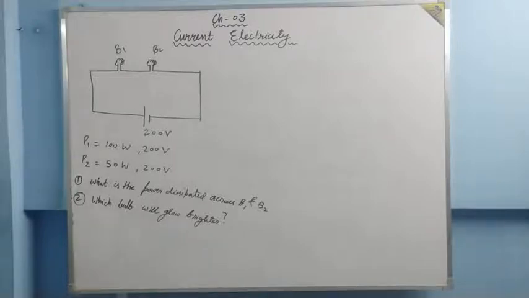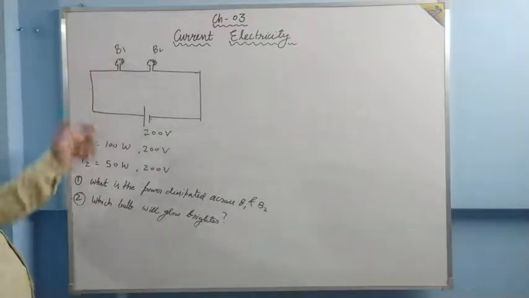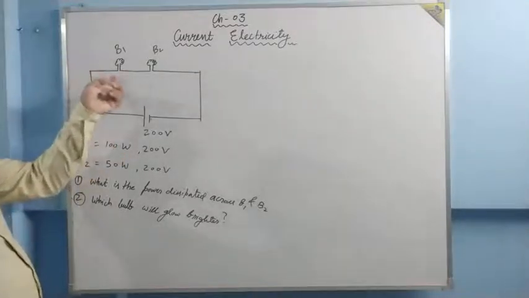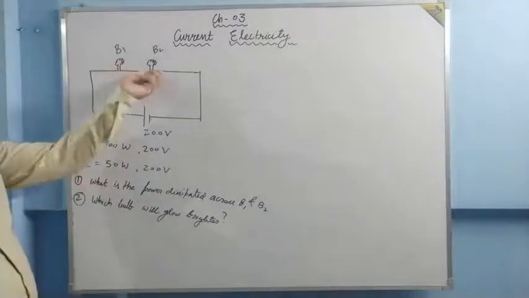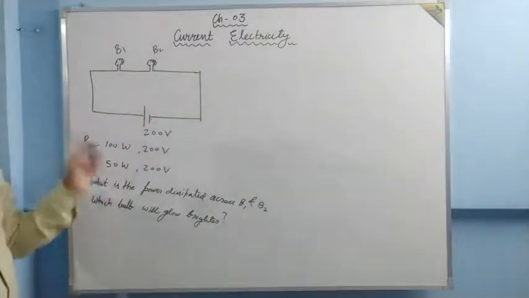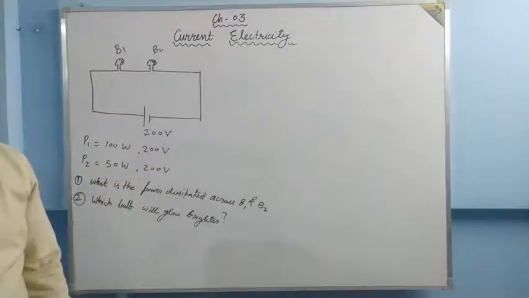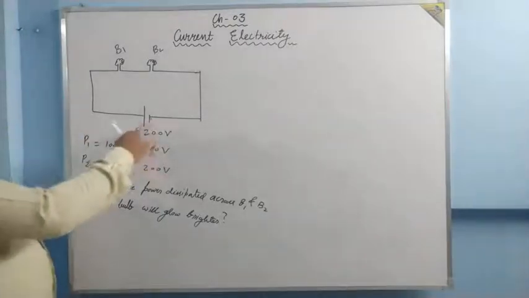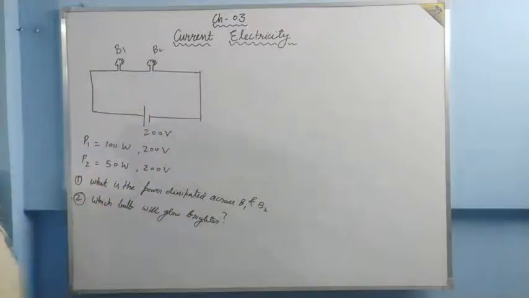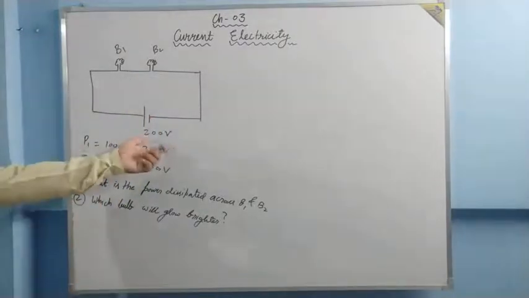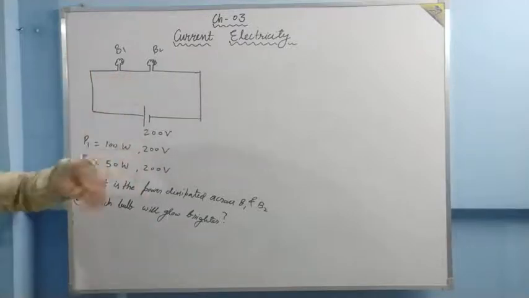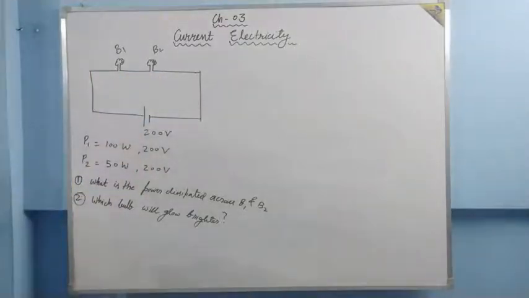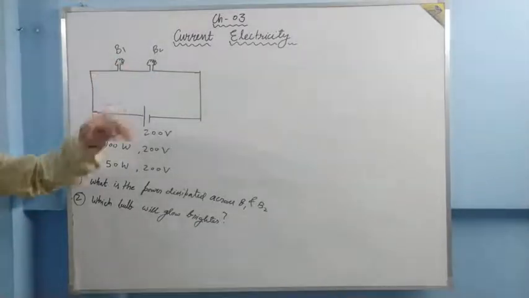What is the problem? This bulb has power of 100 watt when it is connected to 200 volt. This bulb has power of 50 watt when it is connected to 200 volt. Here they are combined in series combination, and with a supply of 200 volt, definitely they will not get 200 volt each. Out of 200 it will get something and the rest it will get something. What is being asked? What power they are dissipating in the circuit.